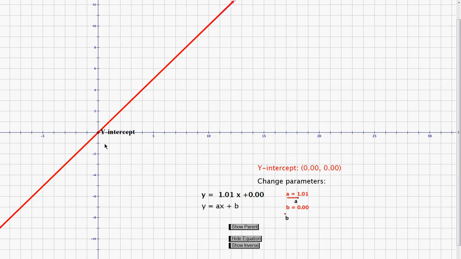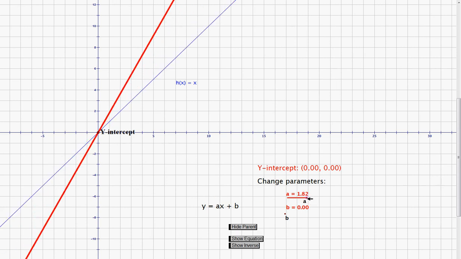Linear function has a parent y equals x, and let's see how this function can be transformed. Right here you can see the result of transformation. It includes multiplication of x by the slope and adding y-intercept b. So this is the slope-intercept form of a linear function, and let's see how parameter a is changing this function.